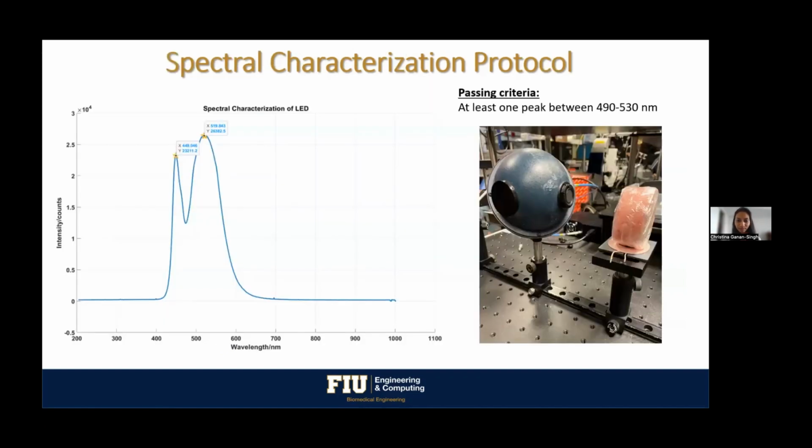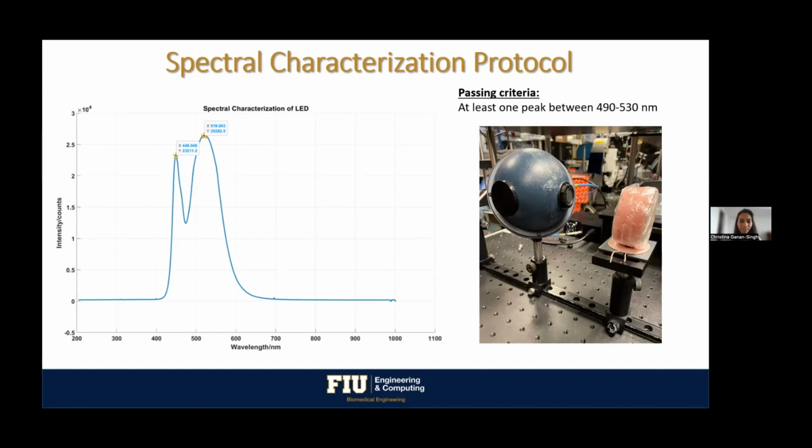Next slide, please. This was the first verification test performed, spectral characterization. It was performed using a spectrometer and integrating sphere. The spectral graph obtained contained two peaks, which was expected since it's a cyan color, which contains both blue and green light. It also passed the acceptance criteria as one of the peaks was at 519 nanometers.